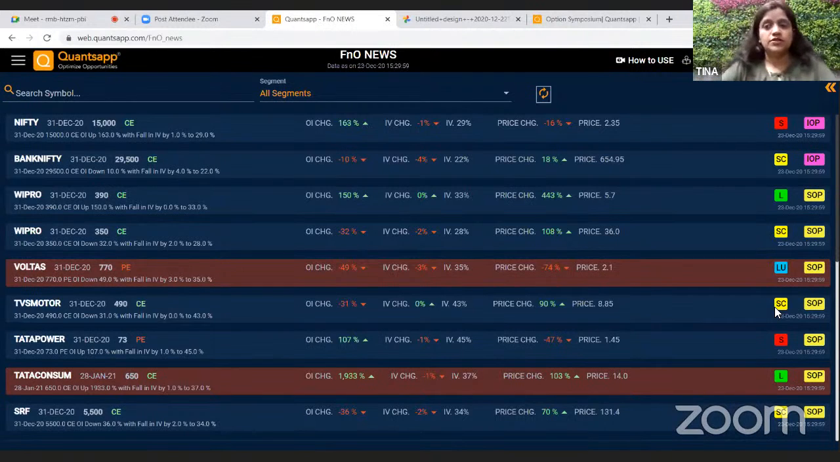If you look at Wipro, there was a long in the 390 call and there was short covering in the 350 call. Then you have Nifty 15,000, which we can ignore as it's quite out of the money. Bank Nifty 29,500 call, we saw some amount of short covering. So this way you can scan it.